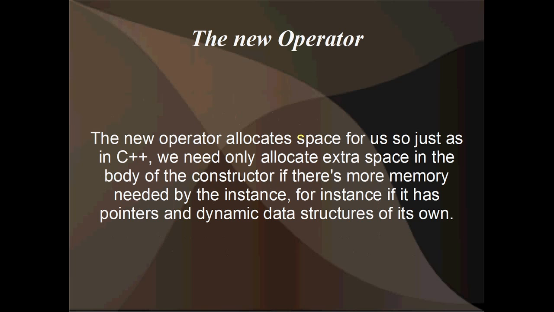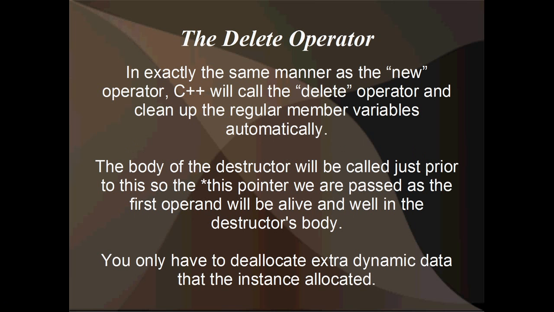Yeah, good stuff. You've only got to allocate extra data. So just as in C++, if you've got a class that has dynamic memory associated with it, then you've obviously got to allocate that yourself using malloc or whatever you want, and then deallocate it in the destructor. But usually the new operator takes care of the normal member variables.